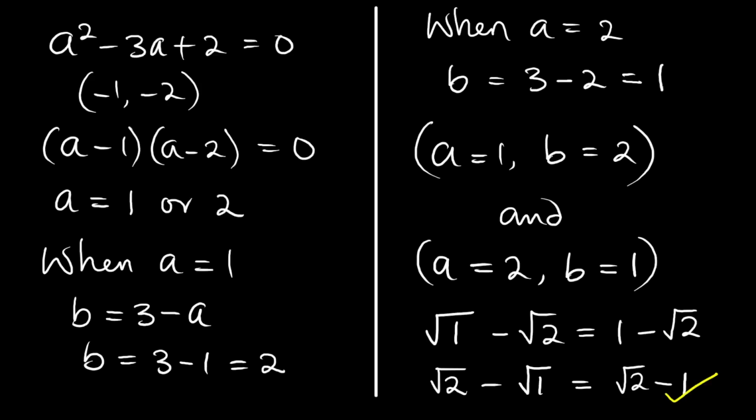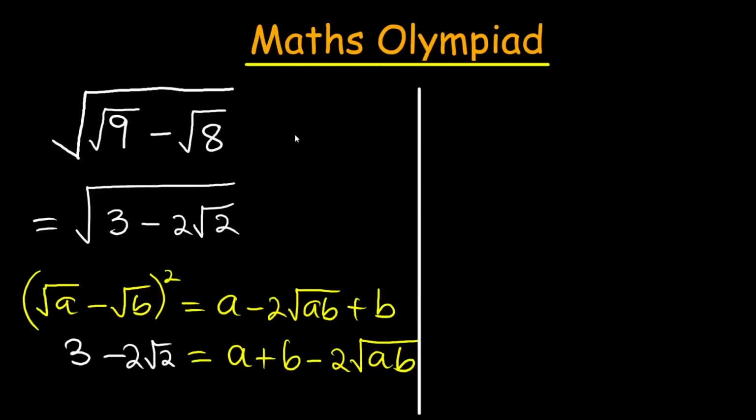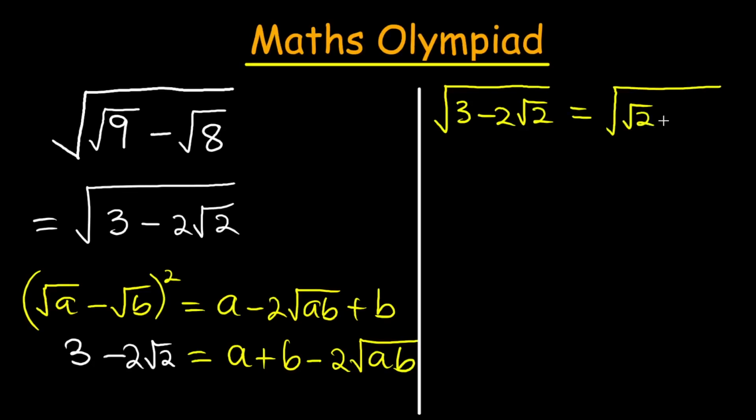Going back to this, the square root of 3 minus 2 root 2 is going to be the same thing as the square root of root 2 minus 1, all squared. At the end of the day, the square root cancels the square, so our answer is root 2 minus 1. That's how we solve that.